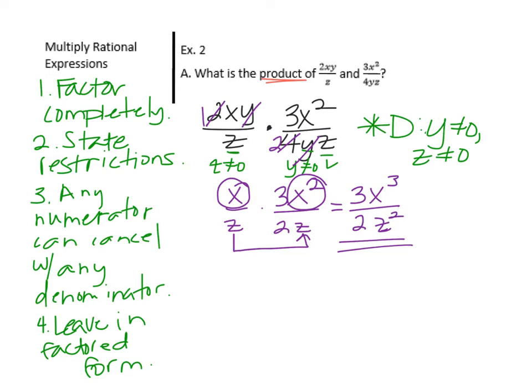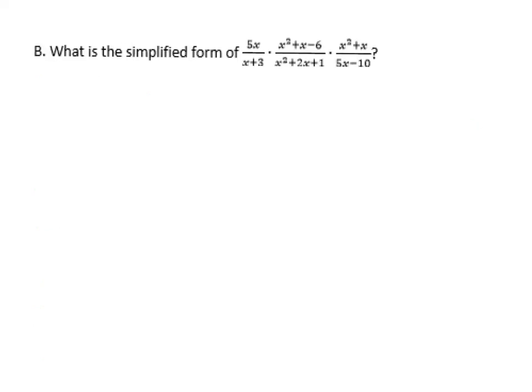Now let's try one that requires a little bit of factoring. What is the simplified form of 5x over x plus 3 times x squared plus x minus 6 over x squared plus 2x plus 1 times x squared plus x over 5x minus 10? Step 1, we know what to do here. We're going to factor everything. That first fraction, we start off kind of lucky. 5x over x plus 3, nothing factors there. We can leave that as is.